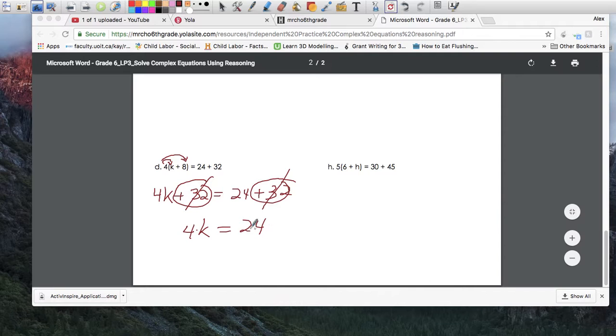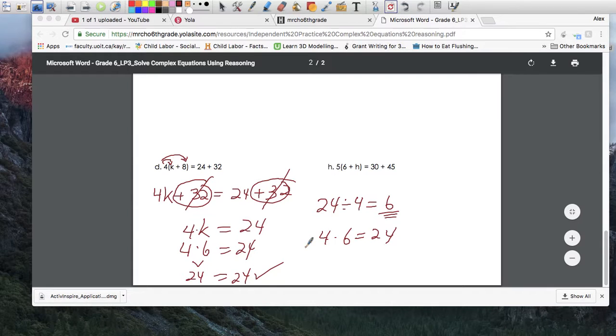And that says 4 times a number that I don't know, represented by k, equals 24. So the opposite of multiplication is division, so again I'm going to use that to help me find my value for k. 24 divided by 4 is 6, so that's my mystery number. And when I have all these three numbers, I can now write this relationship. 4 times 6 is 24. So I know that k is now 6. 4 times 6 equals 24. And this 24 equals this 24. Okay? And that's that.